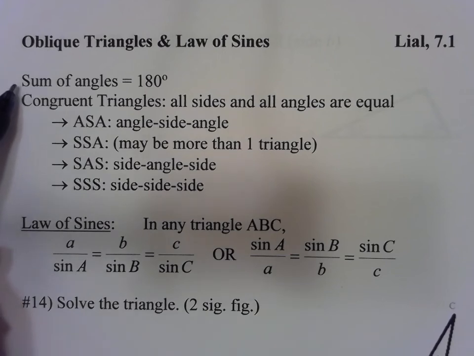One fact that I'm sure you're aware of is that the sum of the angles of a triangle is equal to 180. So we're going to use that as a fact to help us. Maybe we have two angles and we need a third. We're going to use that.